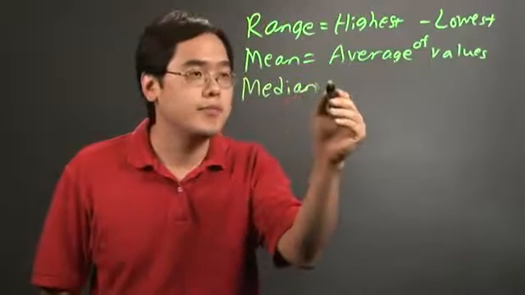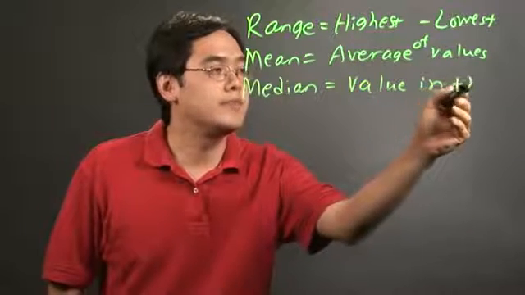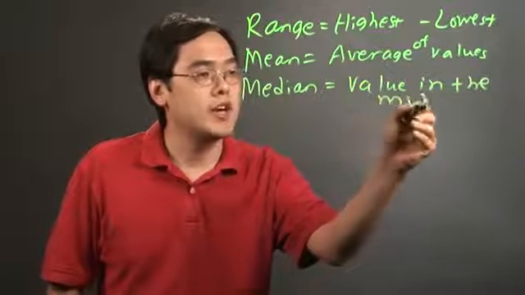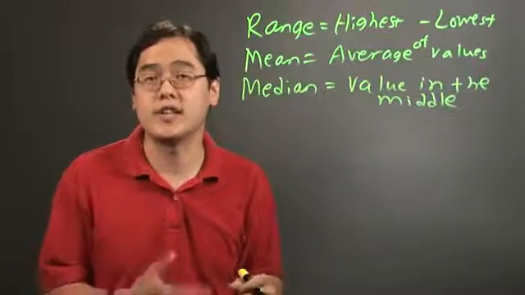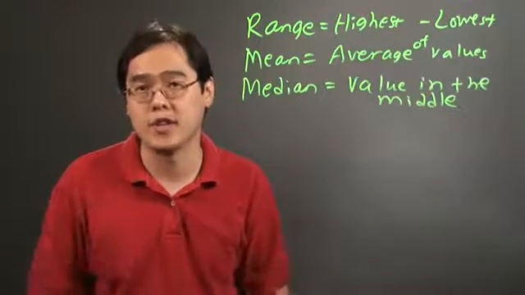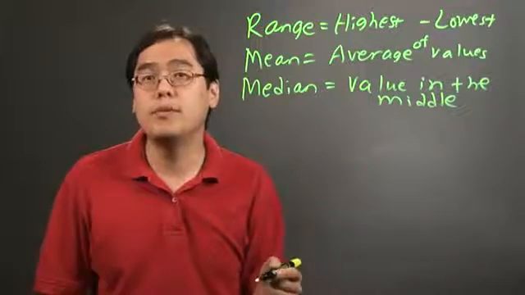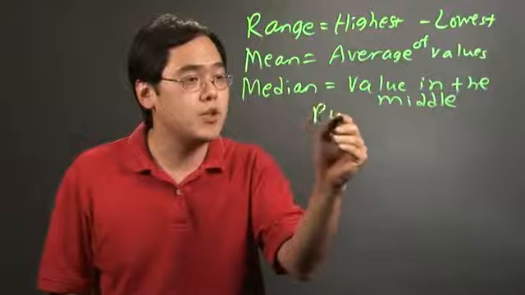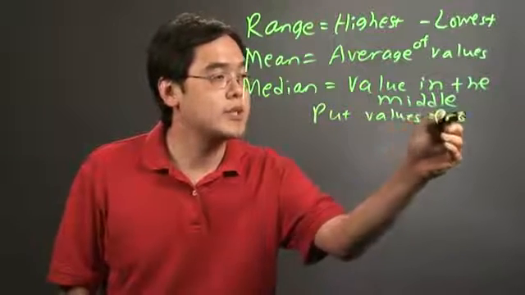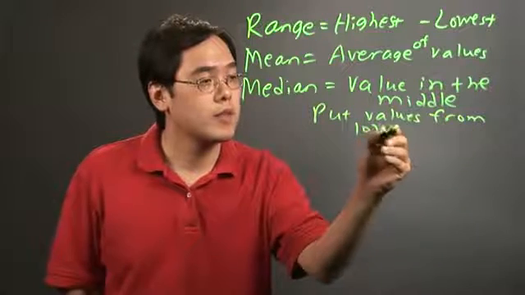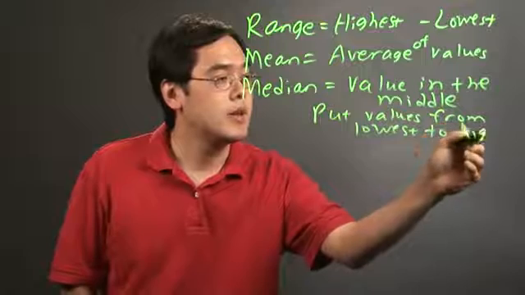Now, the median is the value in the middle, if you will. Now, there's actually a couple of criteria that you want to consider when it comes to finding the median. It's actually the most complicated out of the bunch, if you can believe that, because the median is the number in the middle, but what you have to do is you have to put the values in order from lowest to highest.